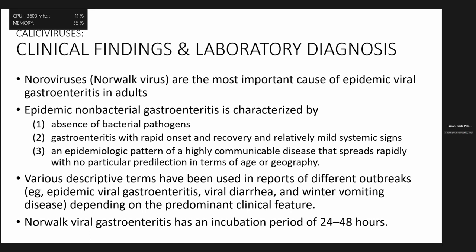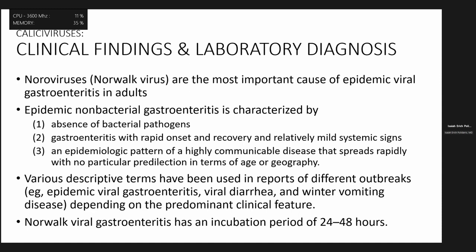Noroviruses are the most important cause of epidemic viral gastroenteritis in adults, and epidemic non-bacterial gastroenteritis is characterized by, first, the absence of bacterial pathogens; second, gastroenteritis with rapid onset and recovery and relatively mild systemic signs; and third, an epidemiologic pattern of highly communicable disease that spreads rapidly with no particular predilection in terms of age or geography. Various descriptive terms have been used in reports of different outbreaks depending on the predominant clinical feature.